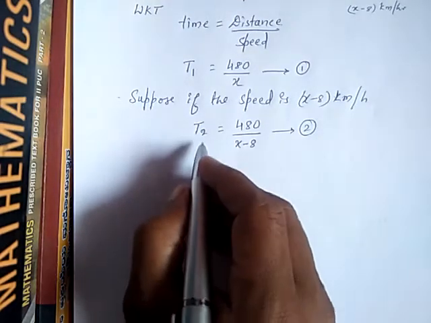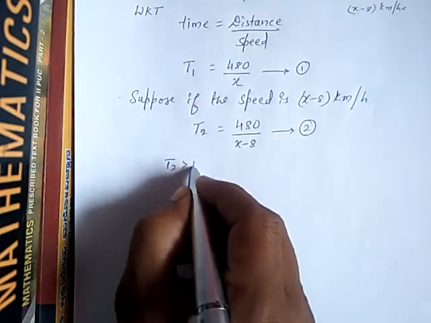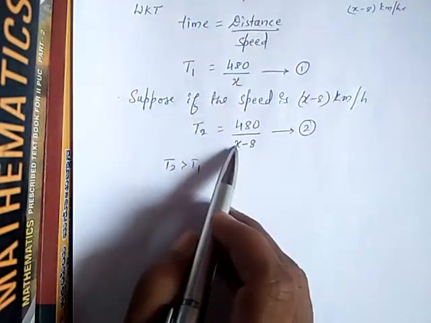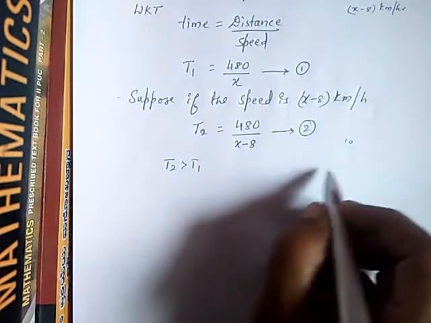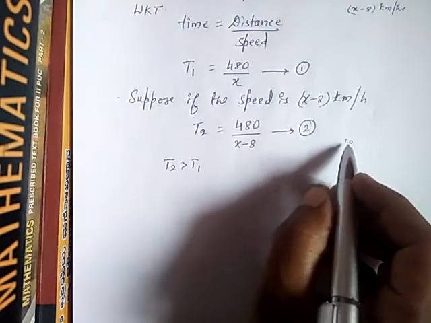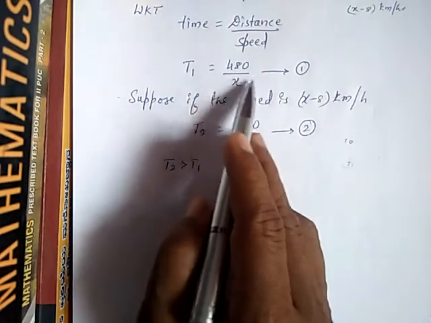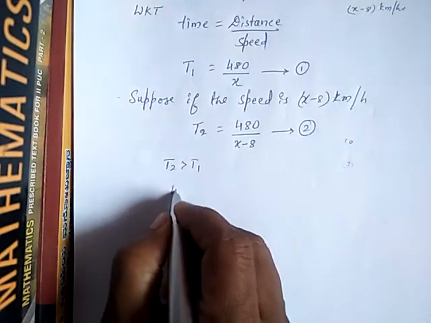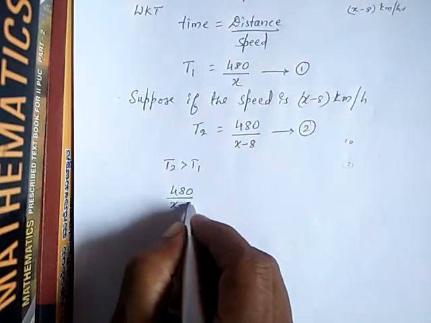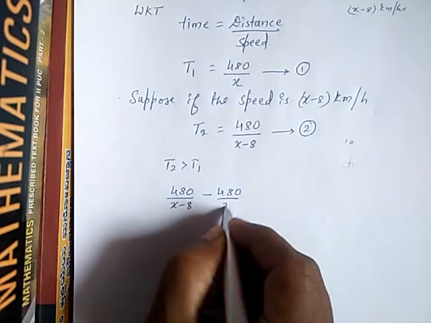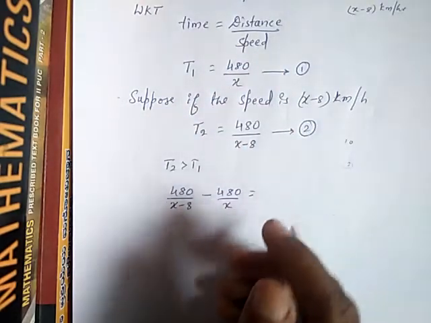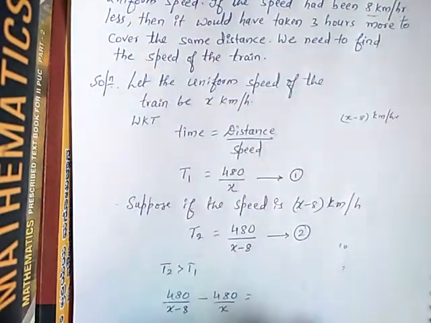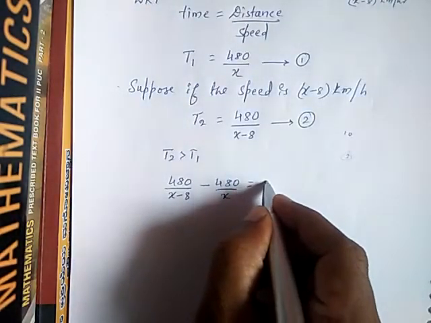Okay, now which is greater? We can say t2 is greater than t1 because the numerators are the same, and in the denominator x is bigger and x minus 8 is smaller. Suppose x is 10, so x minus 8 is 2. Which is bigger? 10 is bigger, so the value of this will be smaller and the value of this will be bigger. So t2 is greater than t1. So I can write 480 by x minus 8 minus 480 divided by x, which is equal to how many hours more it is taking? 3 hours more. So I can write 3.